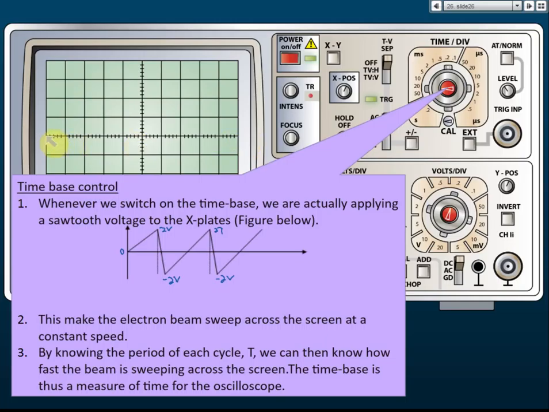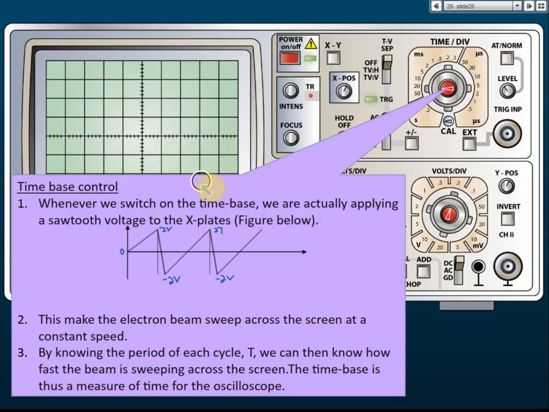It will jump back to this point, okay? And then the voltage increases again. So then the bright spot will slowly move from left to right, okay? Then the voltage drops, then it will jump back, and then it will start again, moving from left to right.